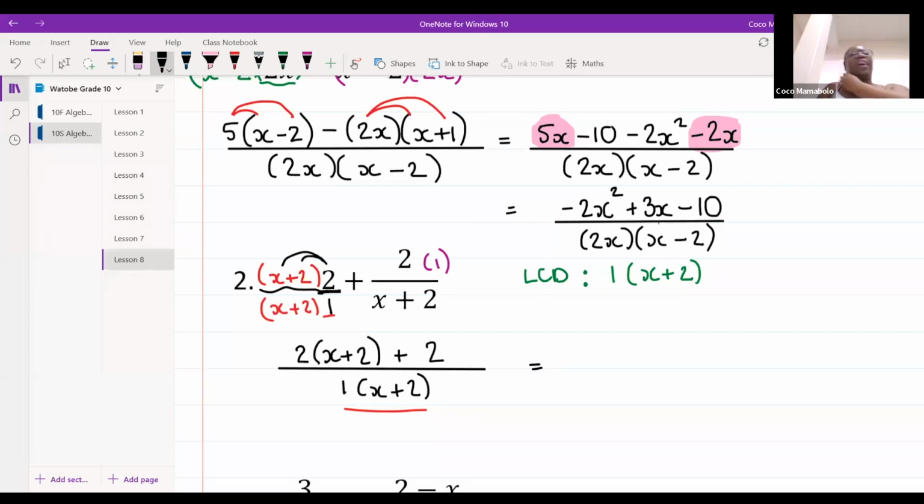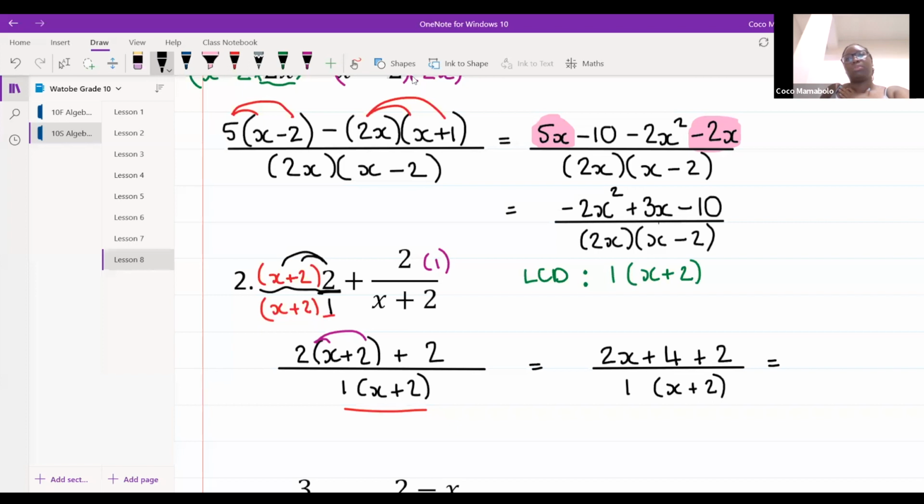Okay, now we can simplify. What did you get at the top? 2x plus 4. 2x plus 4 plus 2. Don't forget the 2 comes. What have I forgotten? Plus 2. What did I leave out? The 1 times x plus 2 at the bottom. Yes, at the bottom. I remember I must keep my denominator. That's it. Okay, excellent. I just need to clean up my top. Can you clean up the top for me?